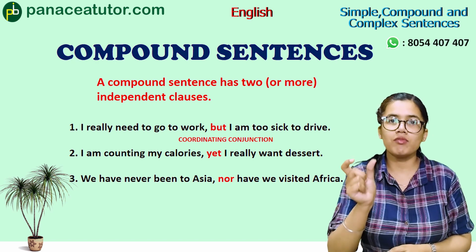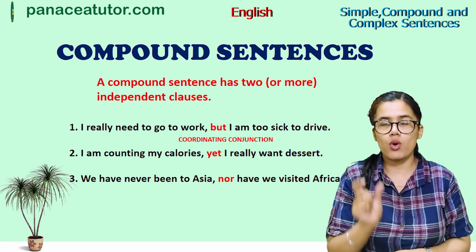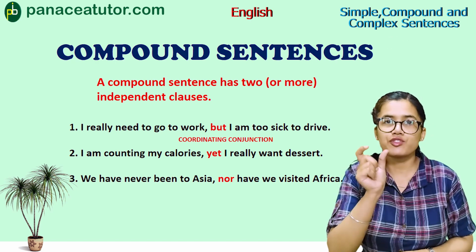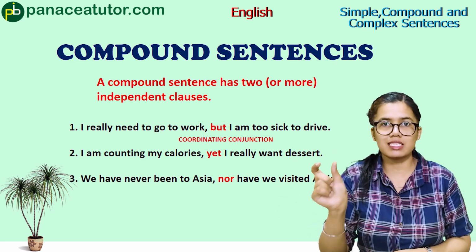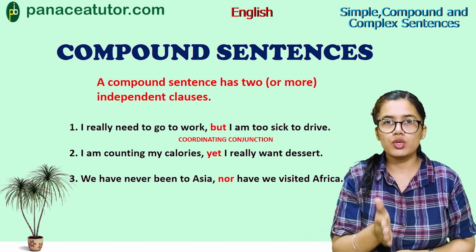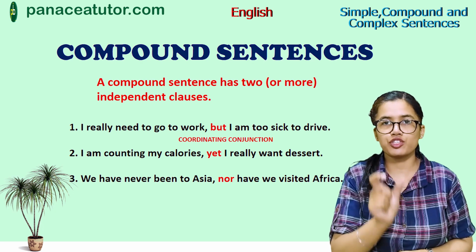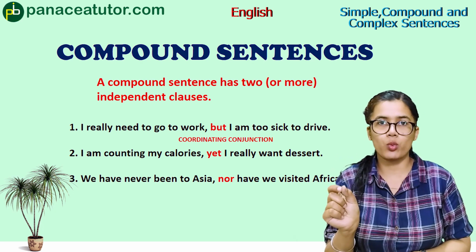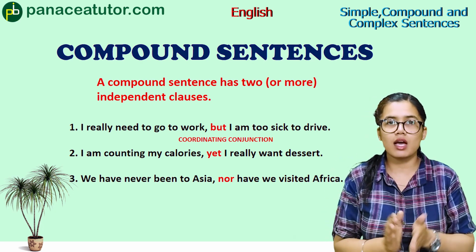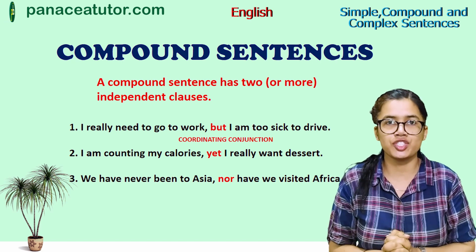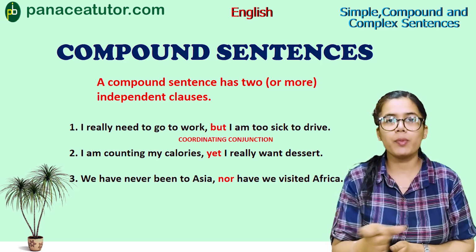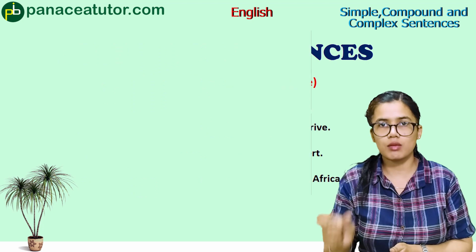As you can see, when we use the coordinating conjunction nor, the structure of the second clause changes, as after using the coordinating conjunction nor, the helping verb comes first, because when we start with a negative conjunction, after that the helping verb comes, not a subject.